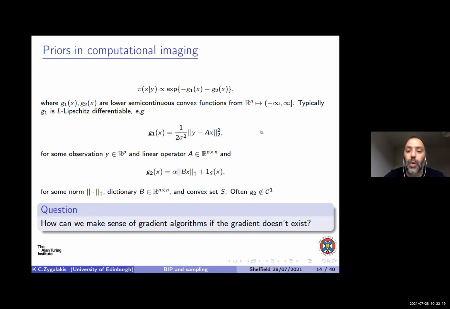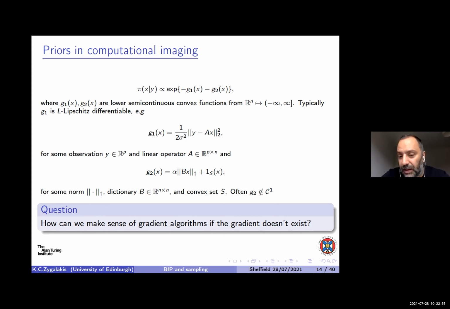However, when it comes to the prior distribution, it's very useful in computational imaging to use priors that are not differentiable. So, for example, you might know that the values of x belong in a specific set. That's basically what this indicator function means. Or you might have some dictionary about how x is behaving, and that leads to terms of this form.